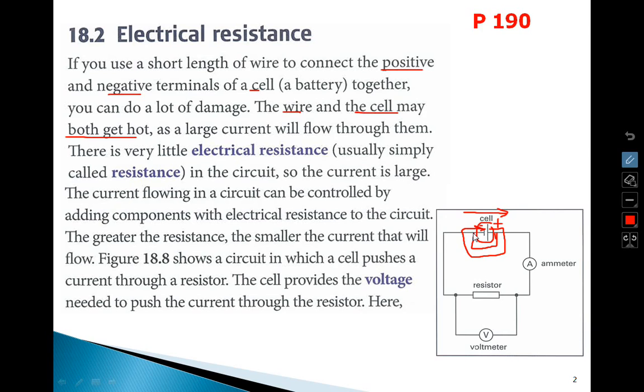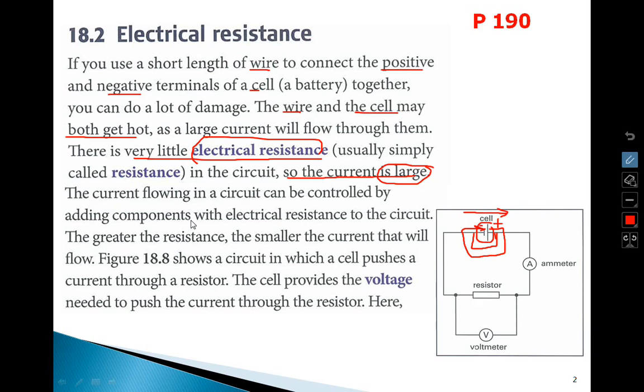As we said, there is very little electrical resistance because the wire is very short in the circuit, so the current is large. The current is large and the resistance is very low. That's why the wire gets hot and the circuit may get a lot of damage.